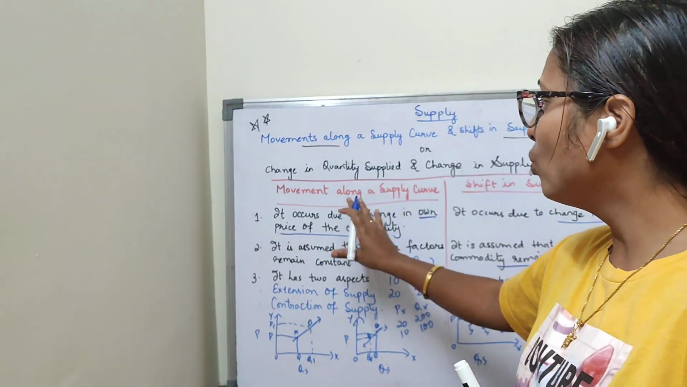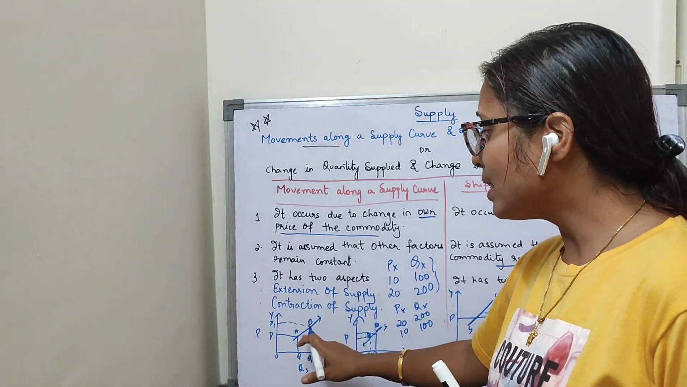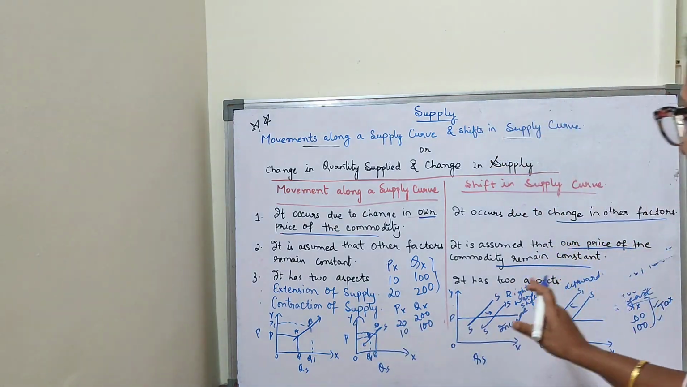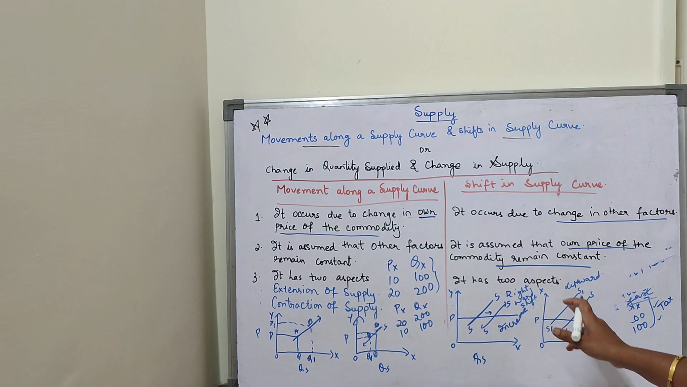So always remember movement along the supply curve. Here you can see the upward movement and downward movement. Here in the shift in supply curve you will see the rightward movement and the leftward movement. Price remains constant. Please note it down.